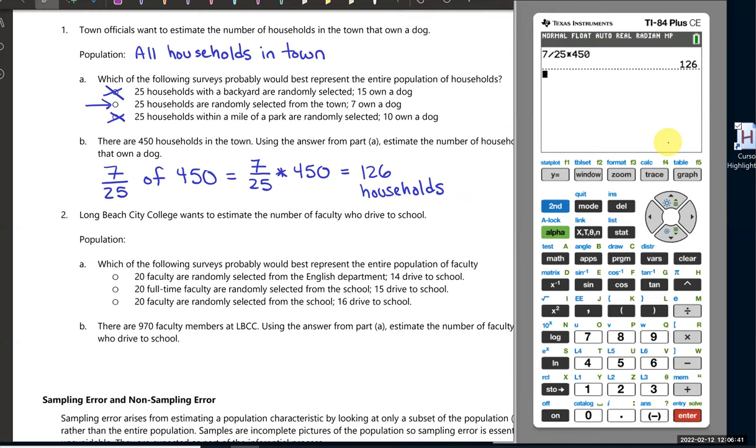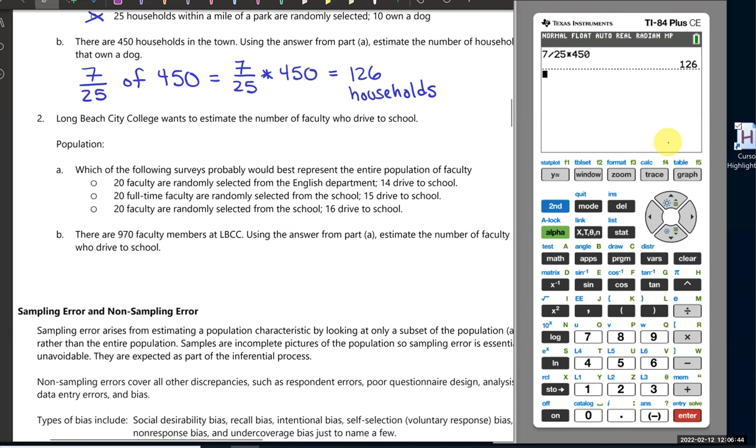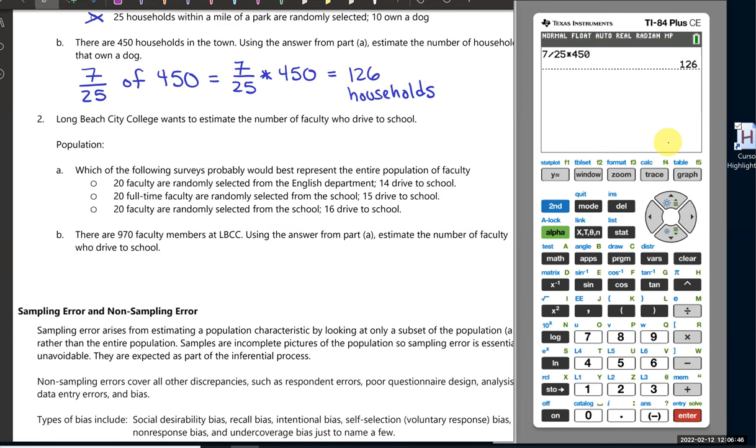Okay, so I'm going to get us through this next one here kind of quickly, because again, these will be sort of obvious. If I'm doing a study, LBCC wants to know, estimate the number of faculty who drive to school. So the population of interest are all the faculty, right? So all LBCC faculty, everybody in our group.